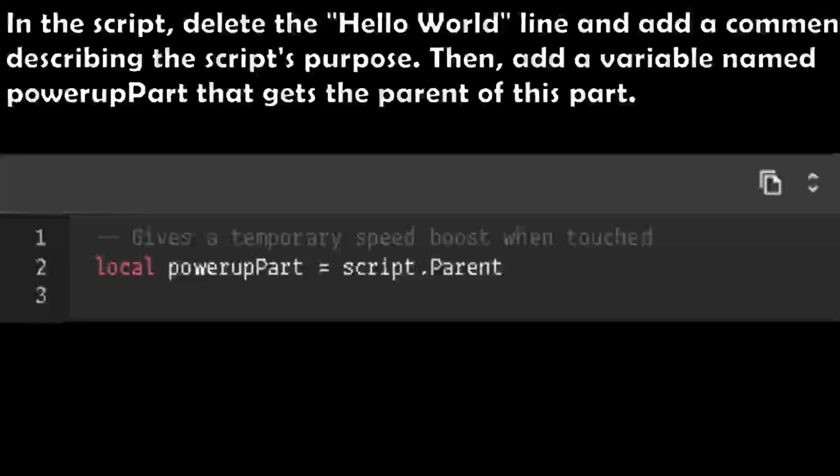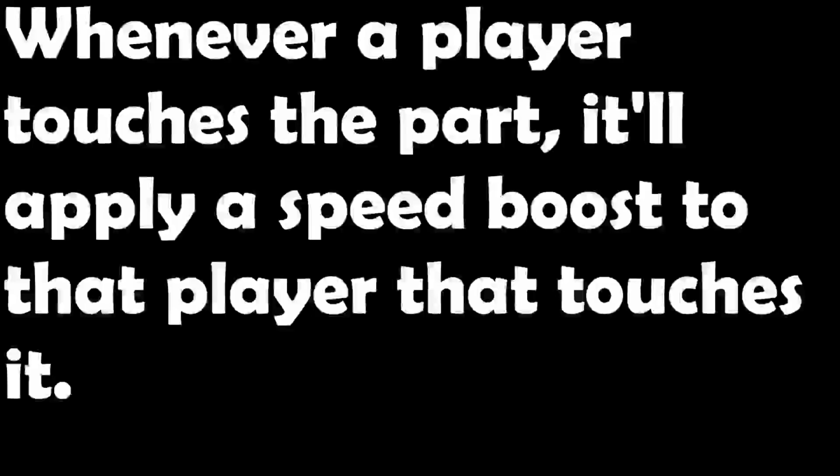In the script, delete the Hello World line and add a comment describing the script's purpose. Then, add a variable named Power-Up part that gets the parent of this part. Whenever a player touches the part, it'll apply a speed boost to that player that touches it.